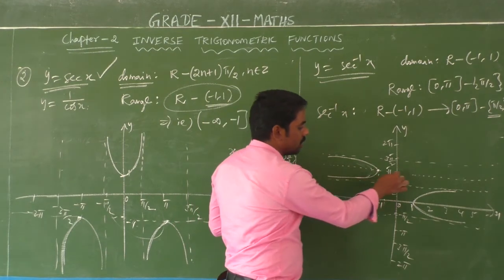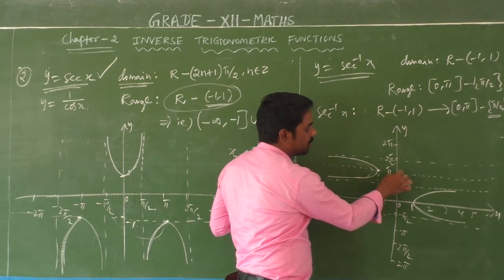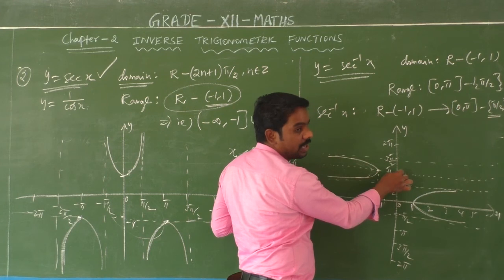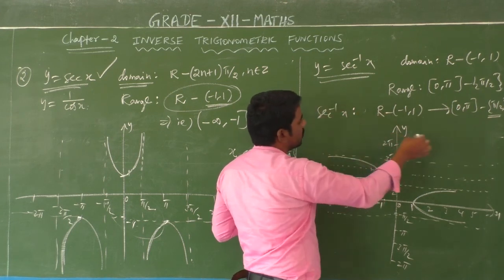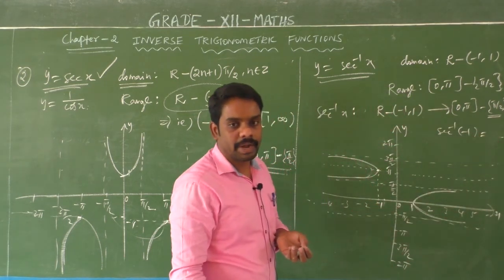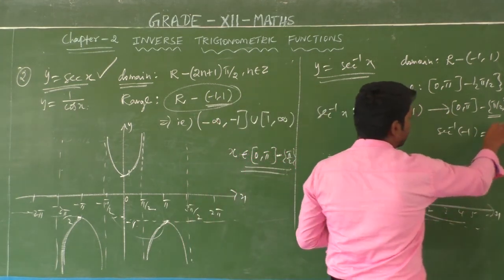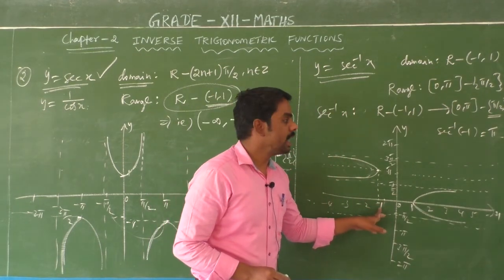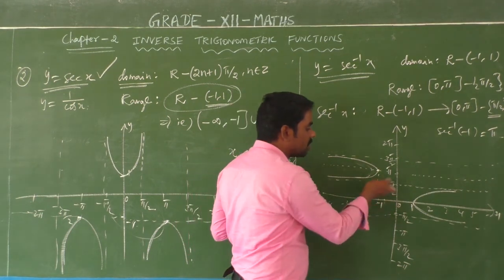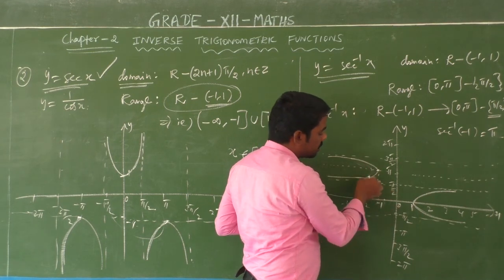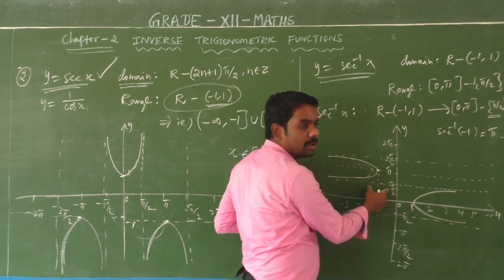Listen, at y equal to pi, x is equal to minus 1. At x equal to minus 1, y is equal to pi. Secant inverse of minus 1 is equal to pi. So the point is minus 1 comma pi. But this curve does not meet at y equal to pi by 2.